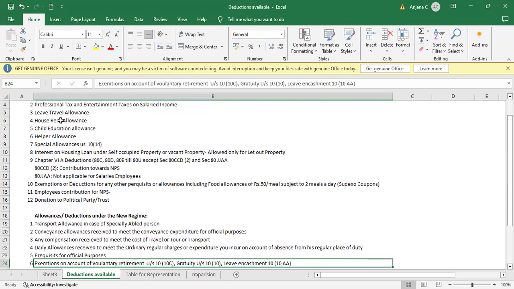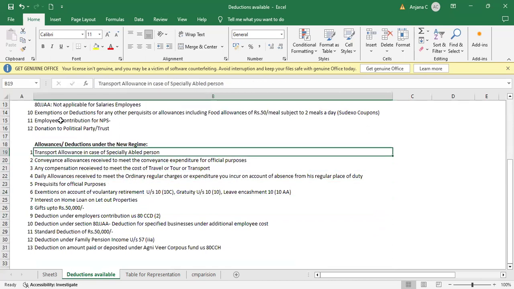So let's see what are the deductions and allowances which are eligible for exemptions under the new tax regime. Transport allowance, this is in case of only specially abled persons. Transport allowance received to meet conveyance expenditure only for official purposes is allowed. Any compensation received to meet the cost of travel or tour or transport is also allowed. Daily allowances received to meet the ordinary regular charges or expenditure that you incur on account of absence from your regular place of duty. Perquisites, but only for official purposes.